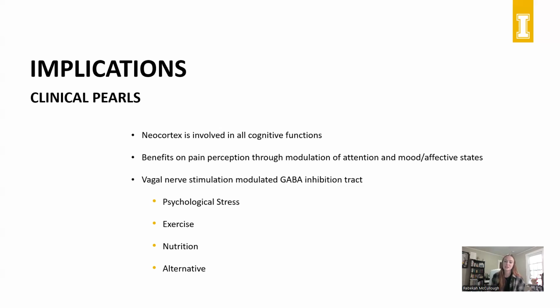And that vagal nerve stimulation we can get through psychological stress techniques, different psychological techniques, exercise, nutrition, and a variety of alternative methods. Those are all things that we can talk about, do, or educate on within our athletic training rooms.